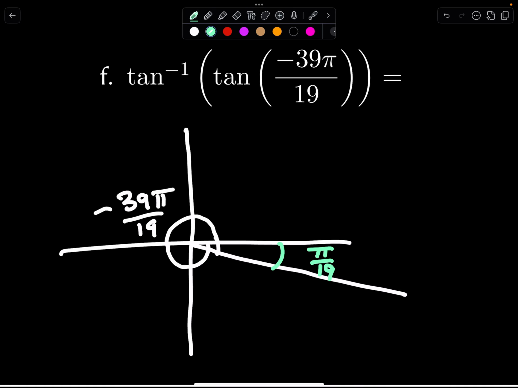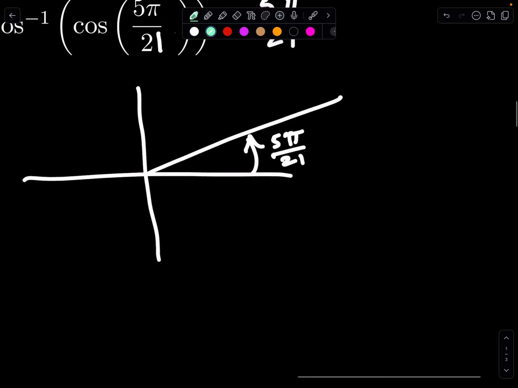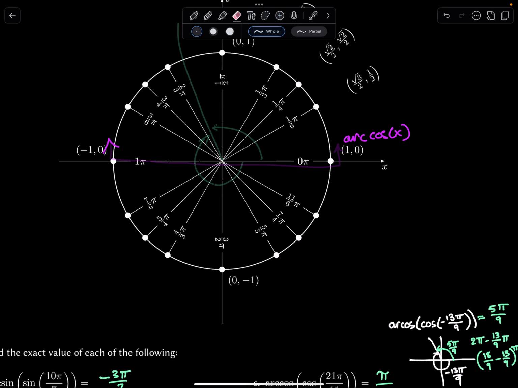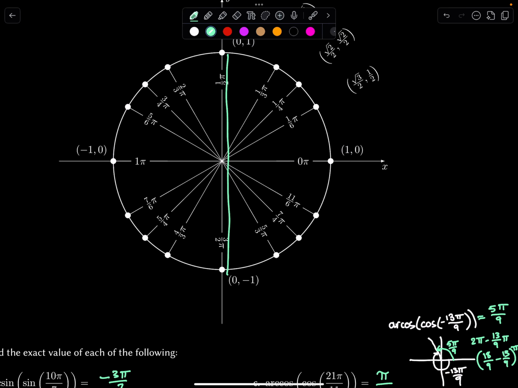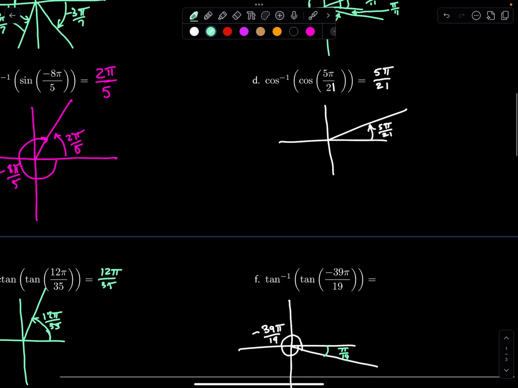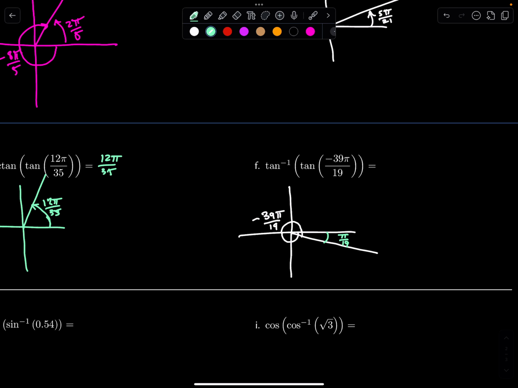And so since that happens to be in the range of values for the arc tangent, then we're just going to, here, so arc tangent is similar to arc sine. And good enough. So this is the angle we're dealing with. So that's going to be my answer. Is that negative pi over 19, because you're going down.